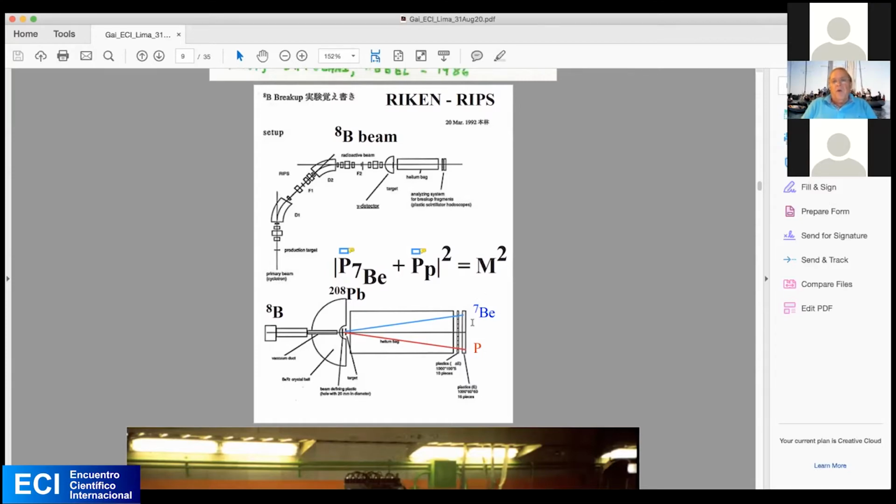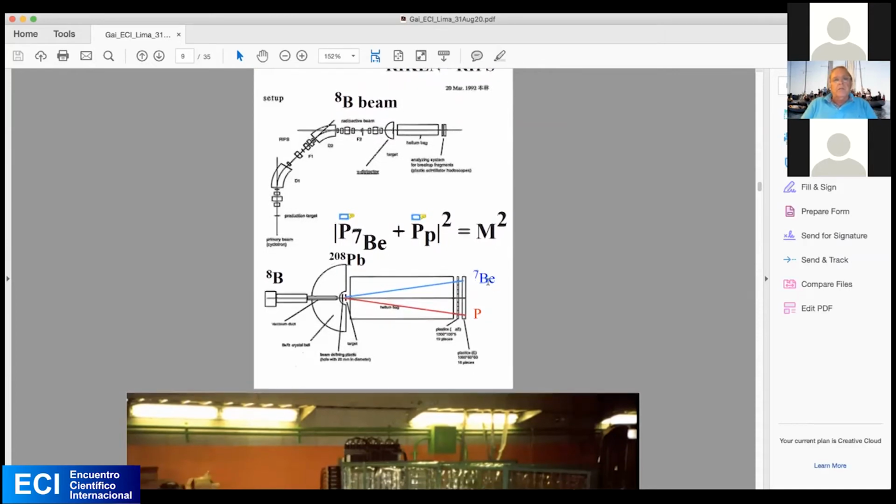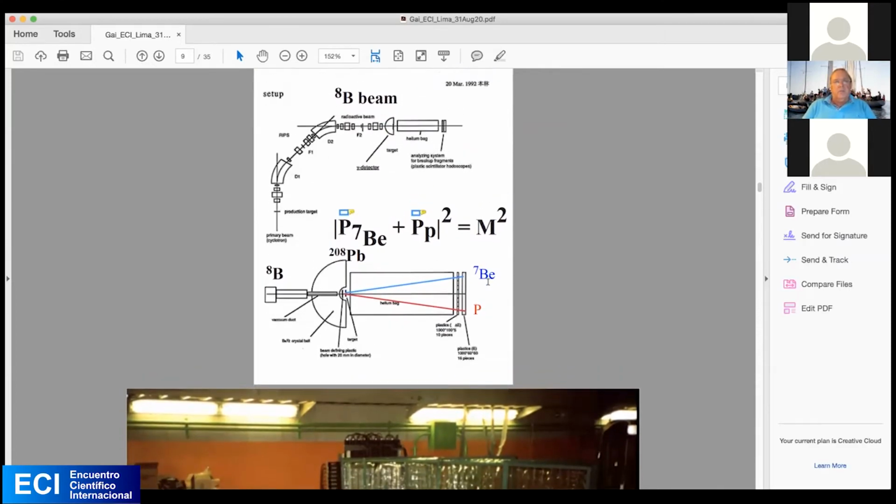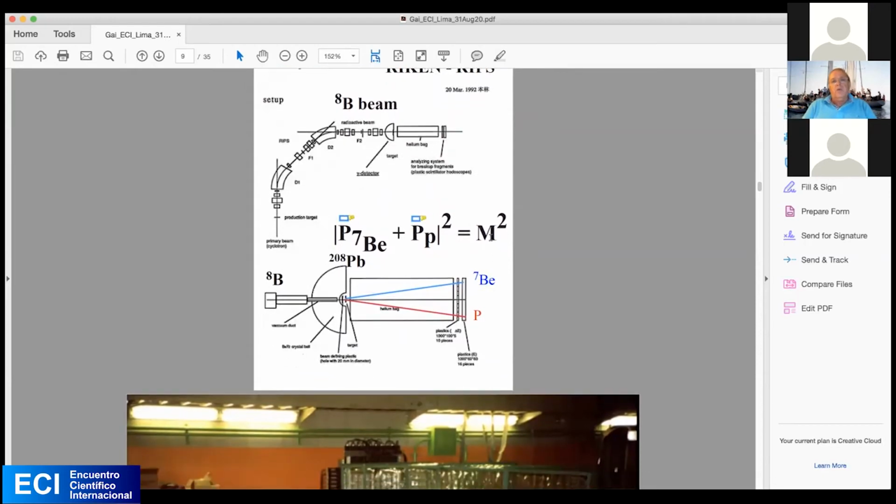beryllium-7 from the interaction. If we measure the four-momentum of the beryllium-7 and the four-momentum of the proton, namely, we measure the energy and the momentum or the angle of the particle, we can calculate the invariant mass. Invariant mass is invariant. It's independent of which coordinate system we're looking in, and the invariant mass is what we're after.